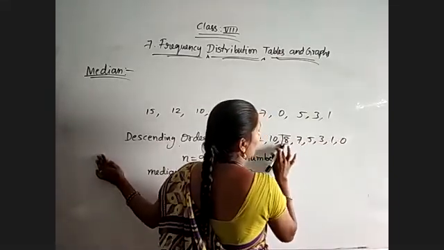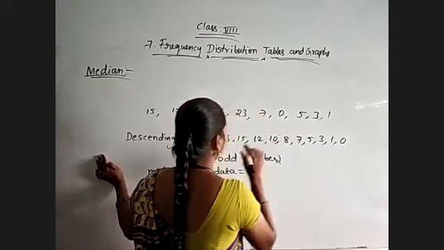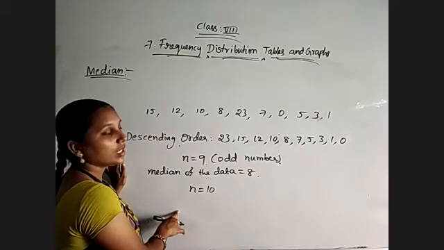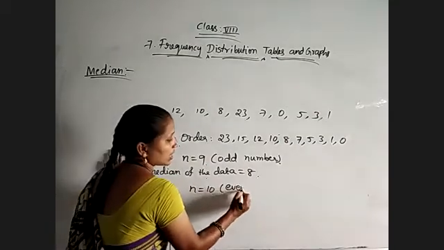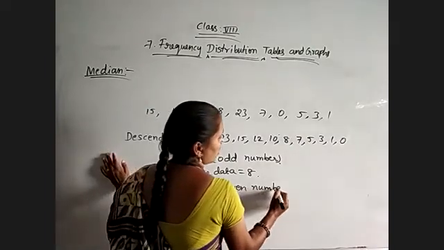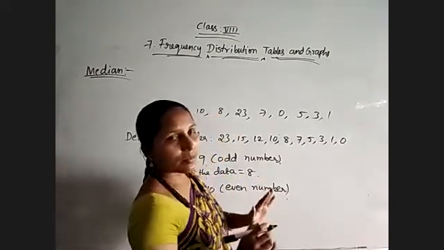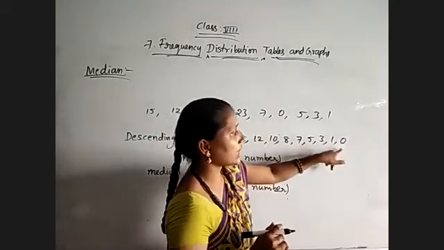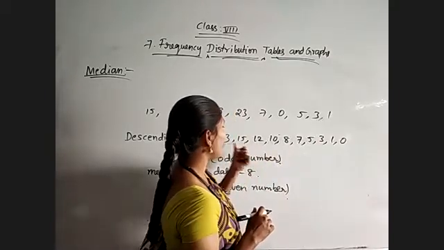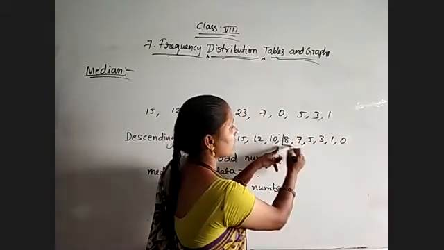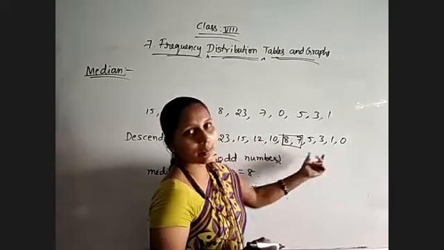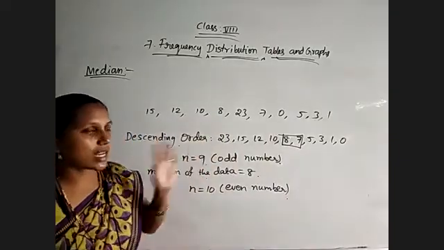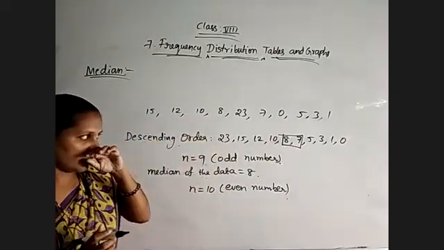Now I can't get only one observation as median because n is equal to 10 now. Total number of observations are 10, meaning an even number. So in this case, how do we need to select the median? Just observe 1, 2, 3, 4, 5, 6, 7, 8, 9, 10. Fifth observation and sixth observation, both we will get in the middle. But we can't take two values for median. Take the average of those two values, meaning the mean of those two values.